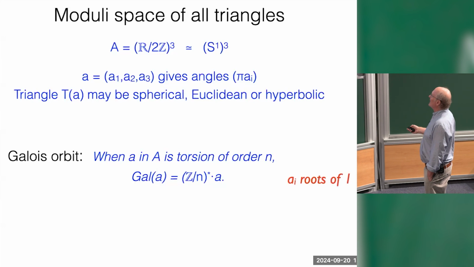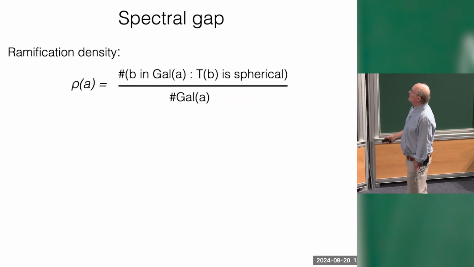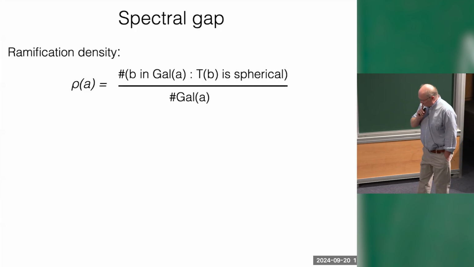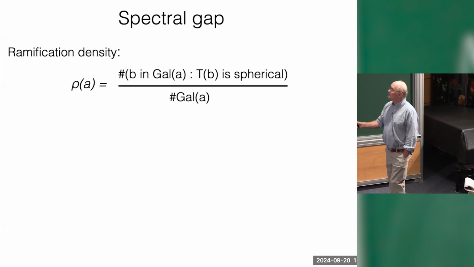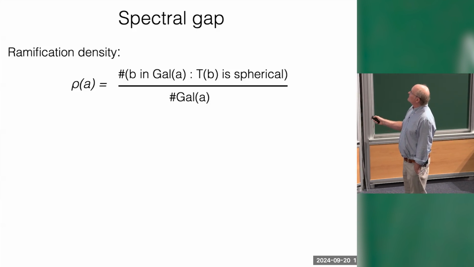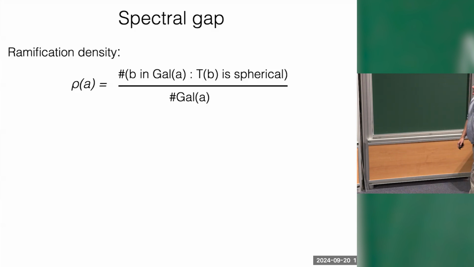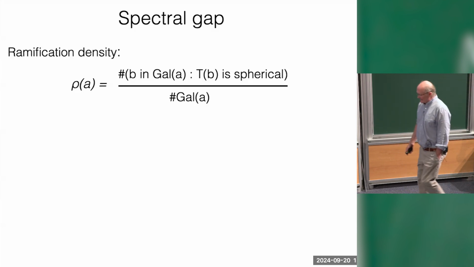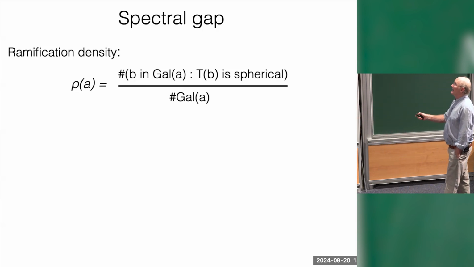OK, so we think of the AIs as roots of 1, talk about this Galois orbit, and now we can ask the following question. We define what I call the ramification density. So you give me 3 rational angles, and I look at the number of spherical triangles in its Galois orbit divided by the whole Galois orbit. And there's a reason this is called the ramification density. It has to do with ramification in quaternion algebra, so you don't need to go into that.